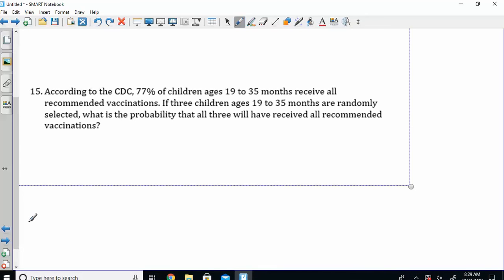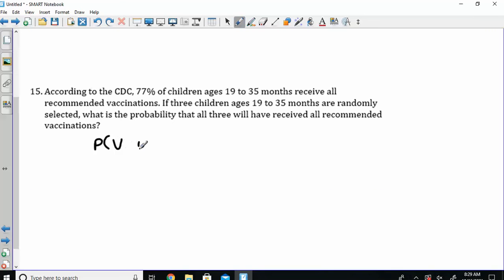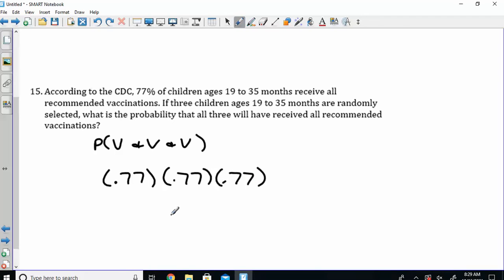15. According to the CDC, 77% of children aged 19 to 35 months receive all recommended vaccines. If 3 children are randomly selected, are these 3 children like from the same family or anything like that? No. Just 3 random children in the U.S. So would those be independent? Yes. So I want the probability that all 3 have been vaccinated. So vaccinated and vaccinated and vaccinated. So all you have to do is multiply those probabilities. So 0.77 times 0.77 times 0.77. Or you could just do 0.77 to the third and you get 0.4565.